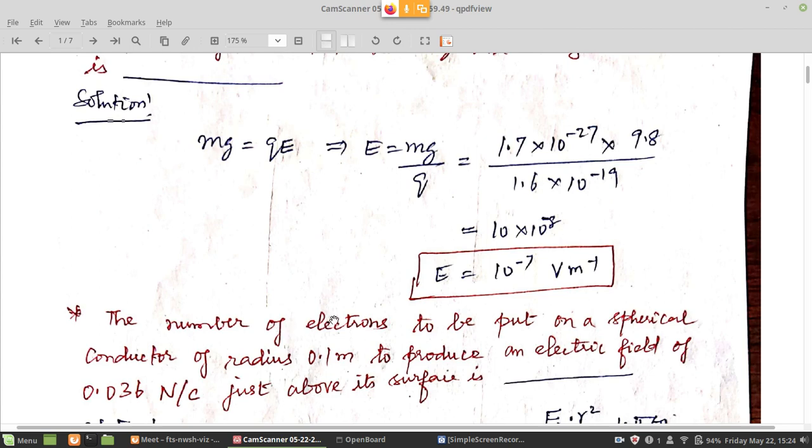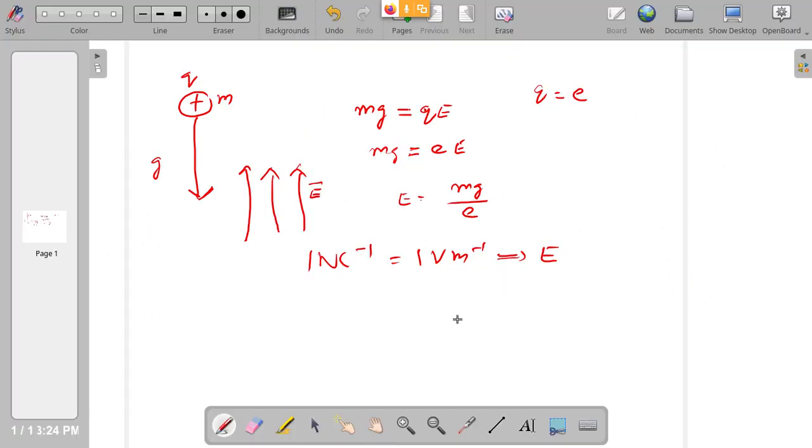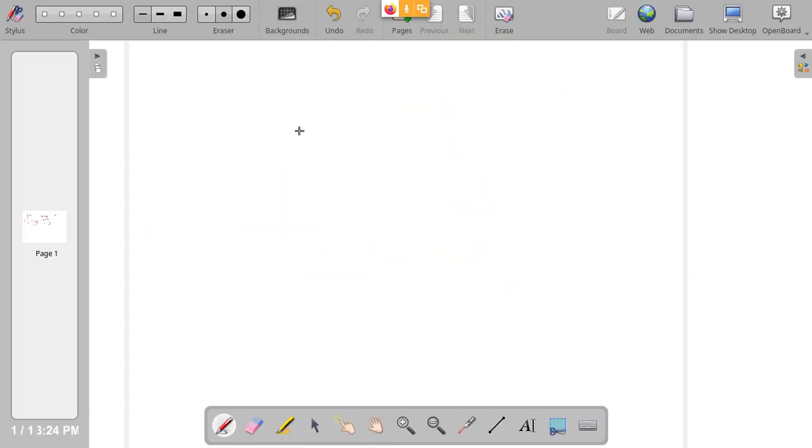So the number of electrons to be put on a spherical conductor of radius 0.1 meter to produce an electric field of this much just above its surface is how much? So what is this question? Therefore there is a spherical conductor. You have to add some amount of charges to it. Let us call the charge as Q. Now this charge is always, we know, quantization rule, Ne. Now we want this number N.